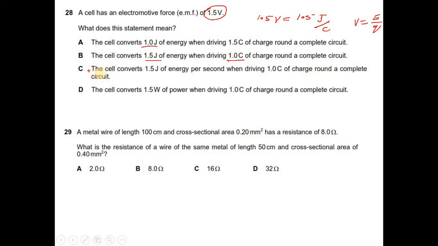Let's see option C. The cell converts 1.5 joule energy per... There is no sense of timing, so you cannot have C. D, the cell converts 1.5... It is all about power, not the energy. So you cannot have option D. But B, the cell converts 1.5 joule for 1 coulomb of charge. So option should be B.